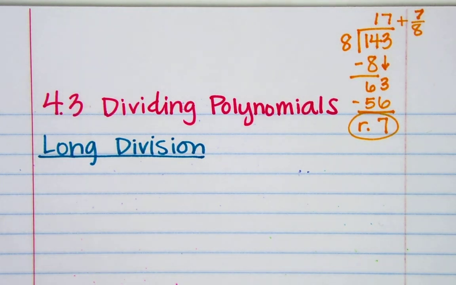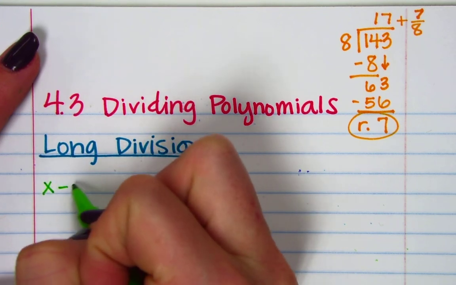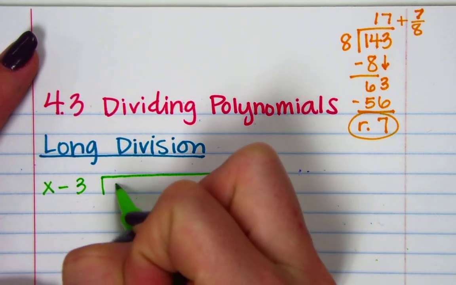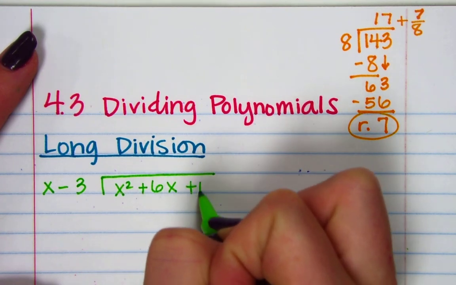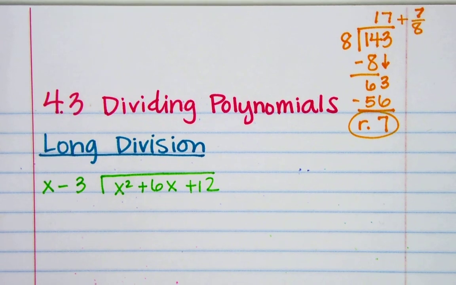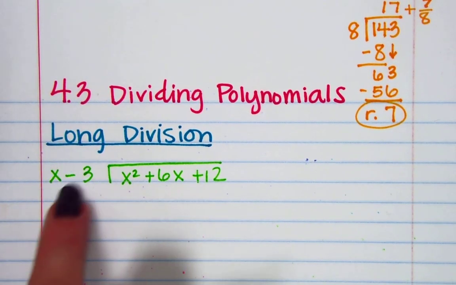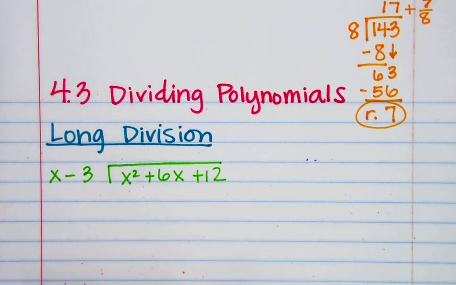First one we're going to do: see how many times x minus 3 goes into x squared plus 6x plus 12. Again, we're going to see how many times x minus 3 goes into x squared plus 6x plus 12. A lot of things about it are the same as regular long division.